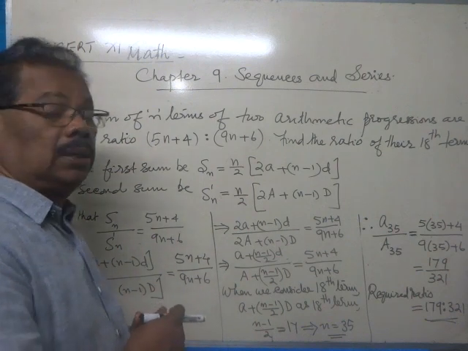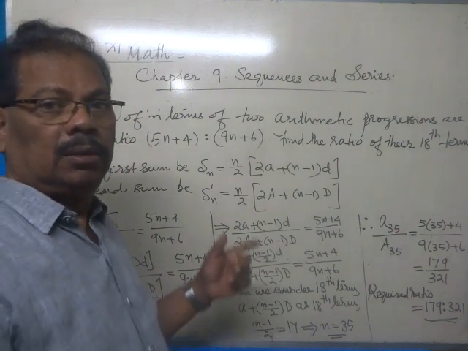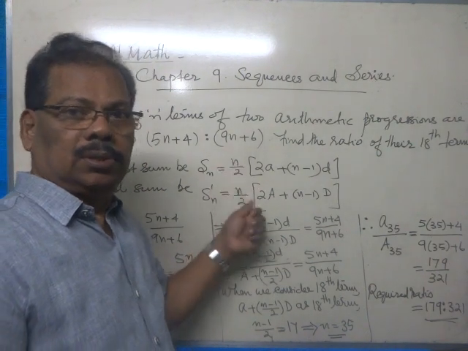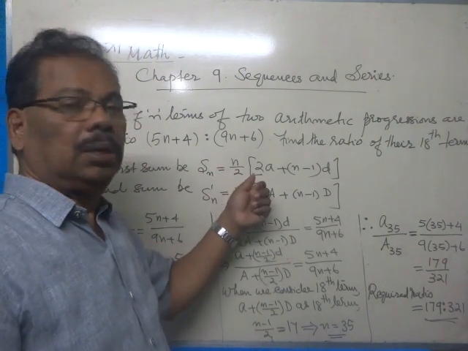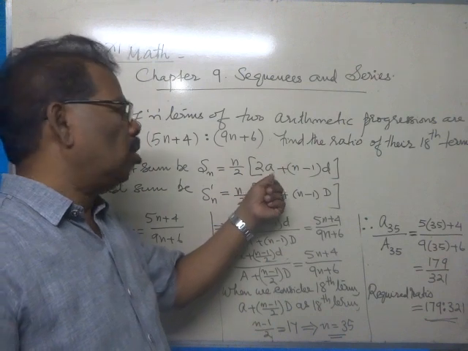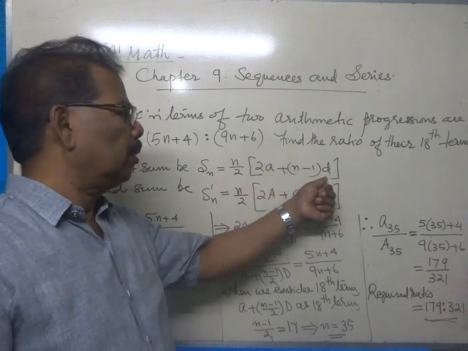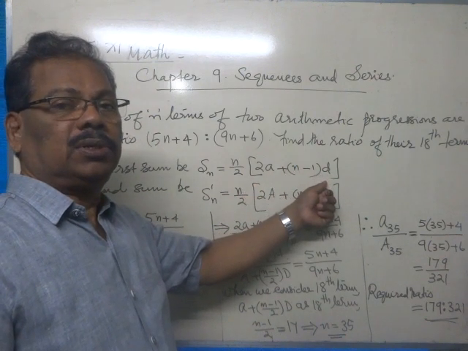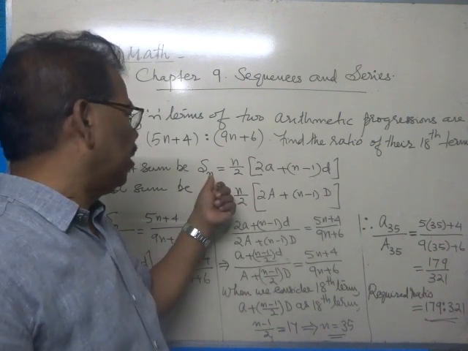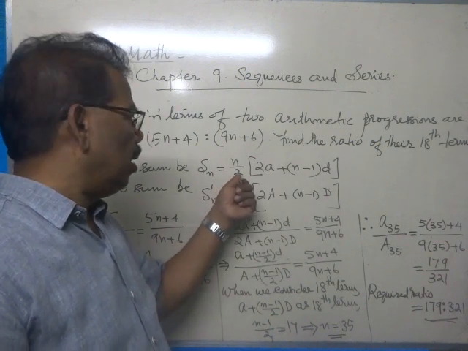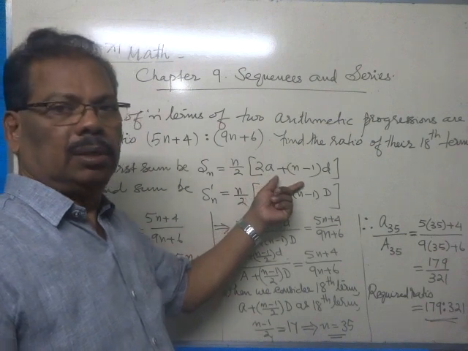let us consider the first term of the first series to be a and the common difference d. Then the sum of the first n terms will be given by Sn equals n by 2 into 2a plus (n minus 1)d. That formula you have studied.